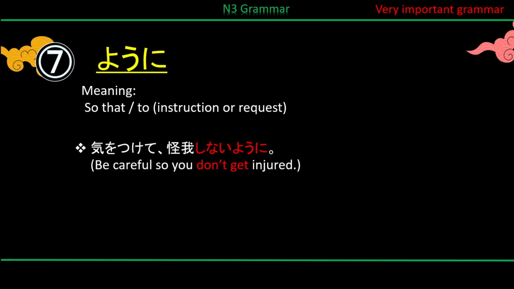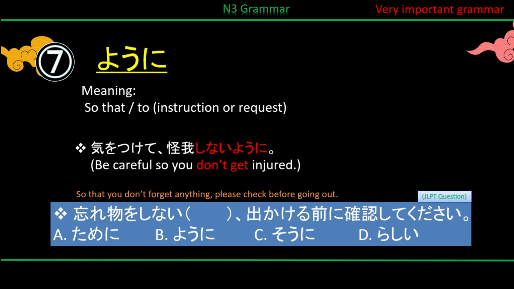So if you add kudasai after the verb, the meaning becomes more direct and commanding. So you can think of yoni as a softer and more considerate instruction. Now let's see how this grammar appears in a JLPT style exam question. Wasure mono o shinai... dekakeru mae ni kakunin shite kudasai.